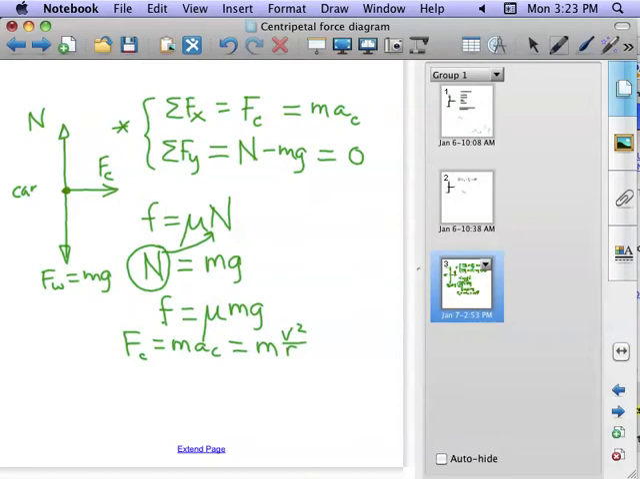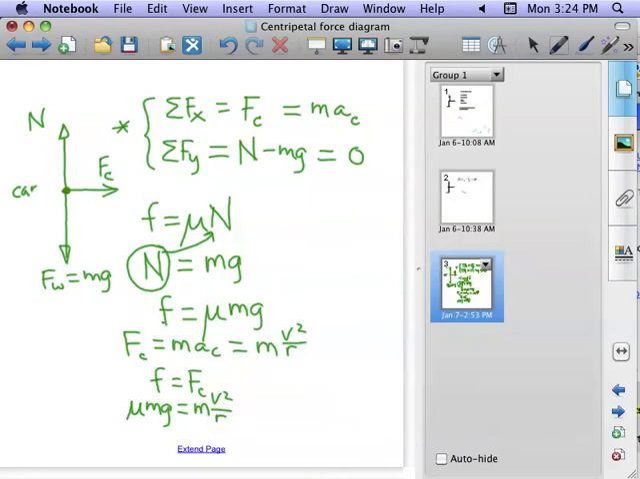And then we will proceed to say if F equals F sub C, that means that these two can be set equal to each other. And we will have this equation right here.